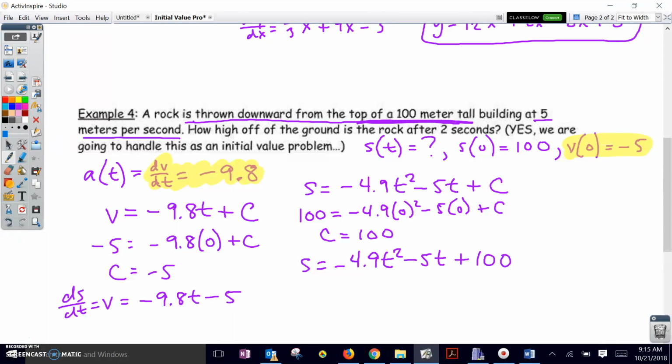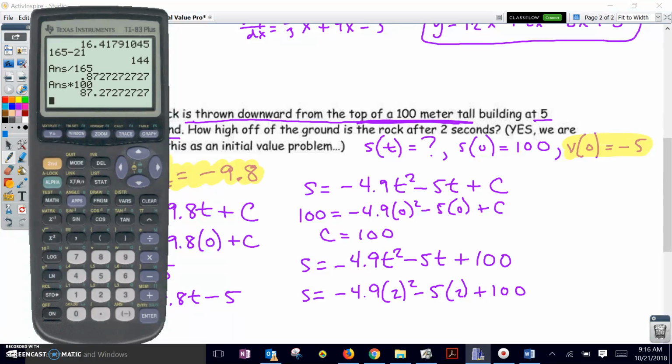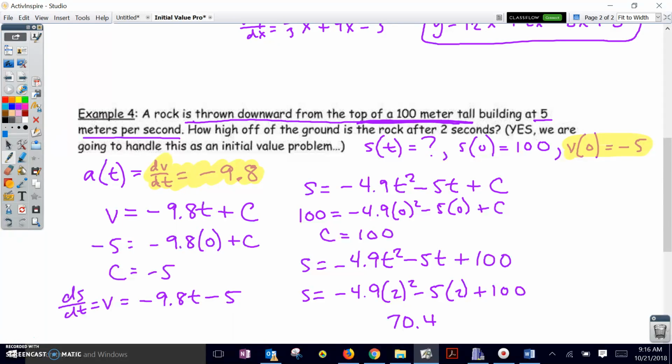And now in order to figure out how high off the ground the rock is after 2 seconds, I'm going to just substitute 2 in here for time and calculate. So we've got negative 4.9 times 2 squared, which is 4, minus 5 times 2 plus 100. And the rock is going to be 70.4 meters off the ground after 2 seconds.